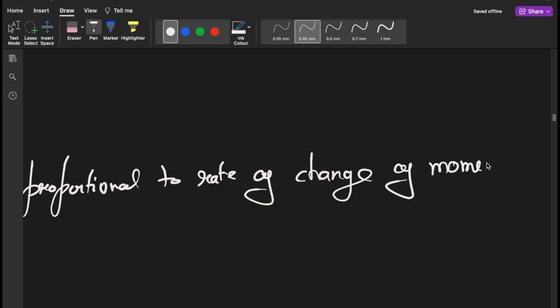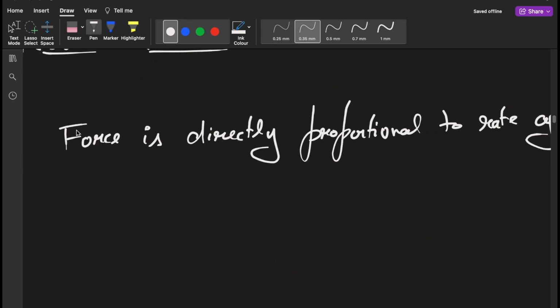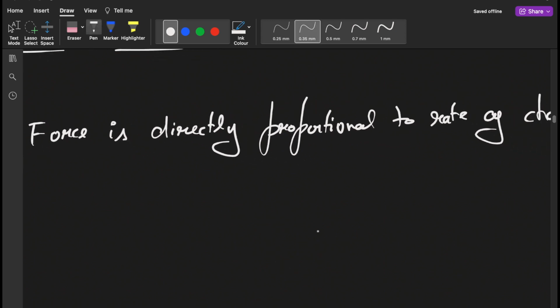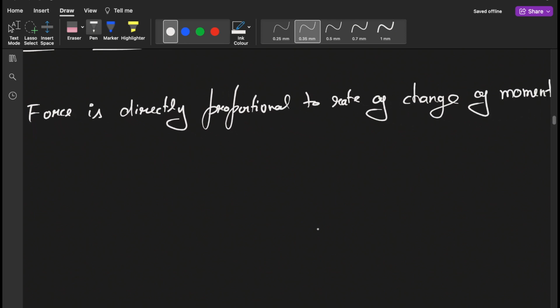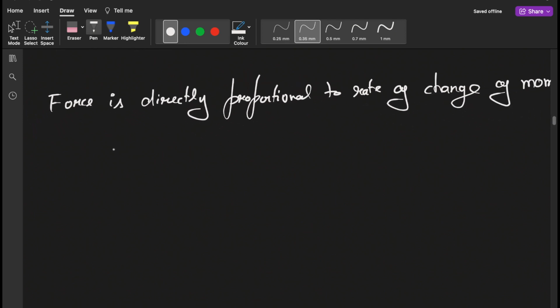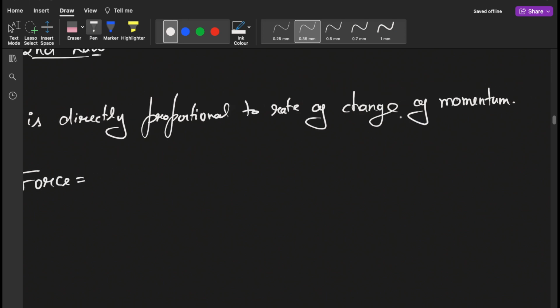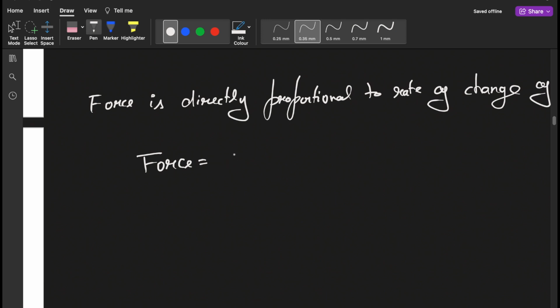Have you got that point? Yes, sir. This is the initial statement that is said by Newton. Okay, so the force is directly proportional to the rate of change of momentum. So according to that, force is equal to the rate of change of momentum. Rate is Δ/t, correct? So this is the rate of the change of momentum.